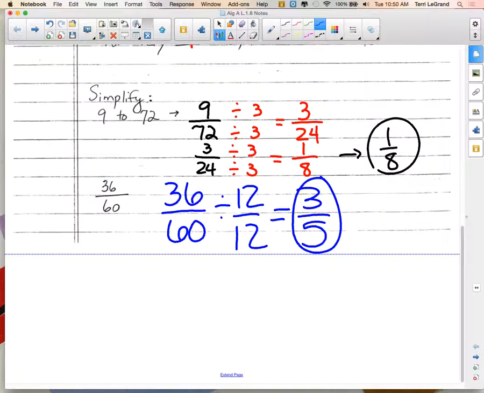So 36 of something compared to 60 of something, hear me? 36 of something compared to 60 of something is the same as 3 something compared to 5 of something. Okay. So, anybody have any questions on being able to simplify ratios, set up ratios, work with them so far? Okay, let's go to the back side and see what's happening back there then.